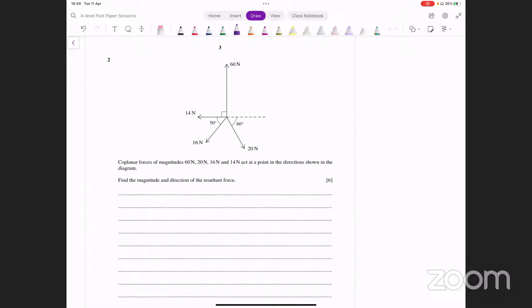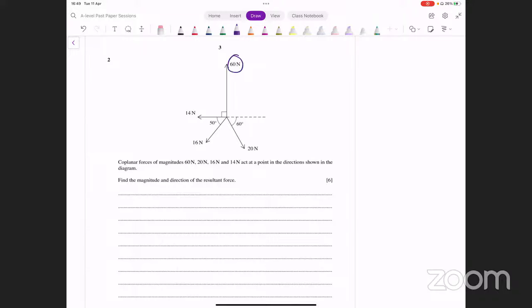We have coplanar forces of magnitude 60 Newton, 20 Newton, 16 Newton, and 14 Newton. They act at a point in the directions shown in the diagram. Find the magnitude and direction of the resultant force. We have 4 forces and we need to figure out the resultant. How do we start with such questions? We start by, first of all, resolving the forces.